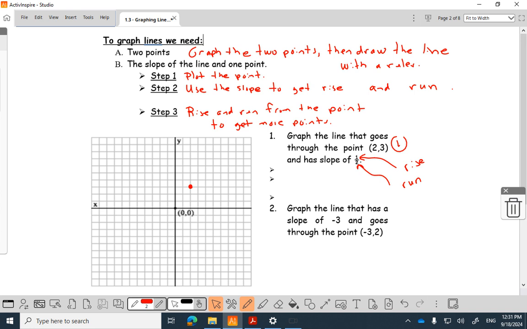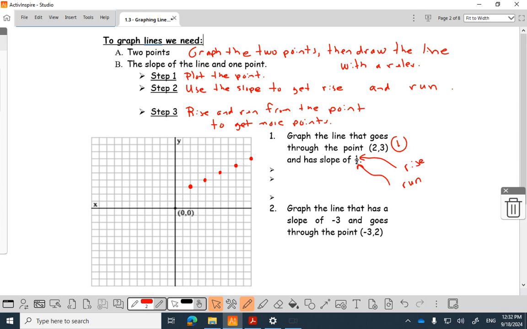Watch me do it. It's very visual. As you watch me do it, you're like, oh, I get this. From the point given, rise 1, run 2. New point. From that point, rise 1, run 2, another point. From there, rise 1, run 2, another point. From there, rise 1, run 2, another point. As I'm doing that, you might be like, how many points do you need?